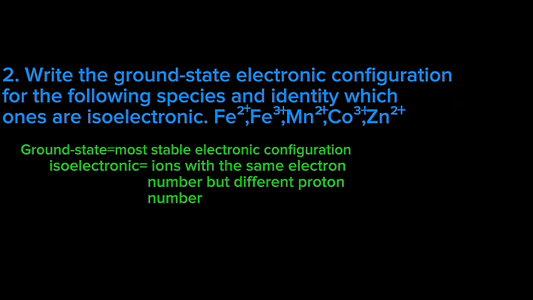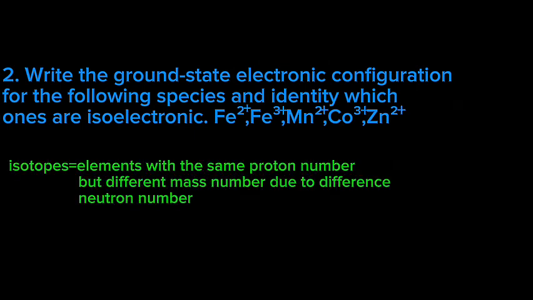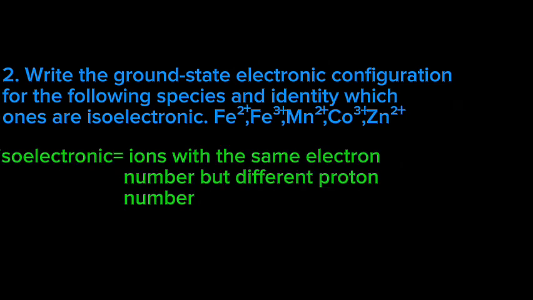elements can have the same proton number, excepting their isotopes, and isotopes are elements which have the same atomic number but different mass number. That is caused by a difference in the number of neutrons. But let's focus on isoelectrons, which are elements which have different proton numbers but the same number of neutrons.